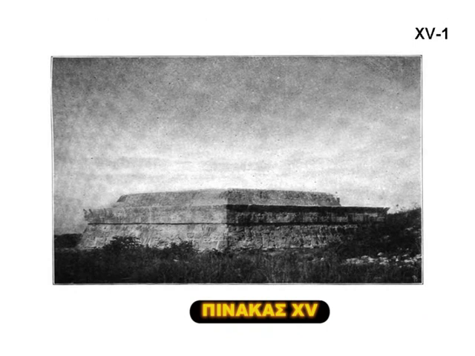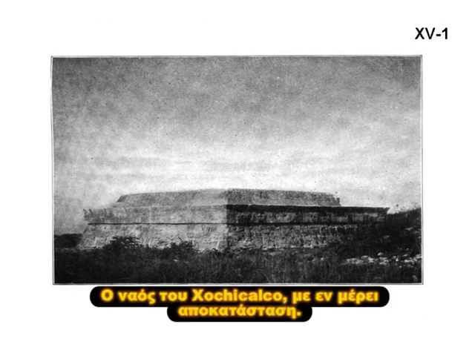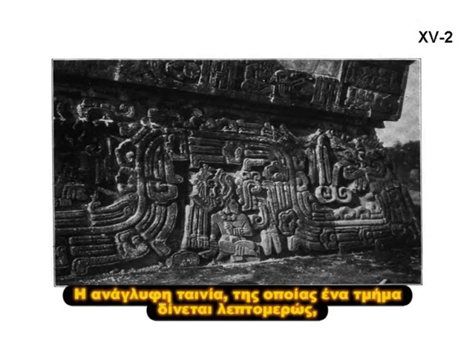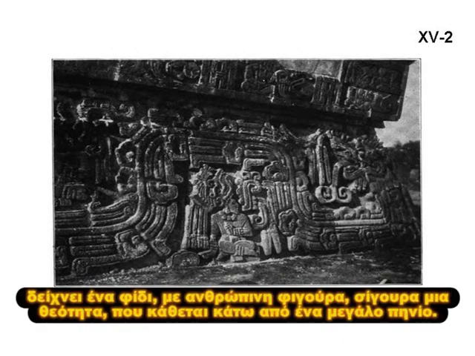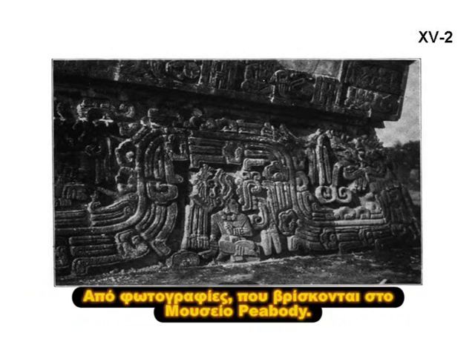Plate 15. The Temple of Xochicalco, partially restored. The relief band, of which a section is given for detail, shows a serpent. A human figure, doubtless a deity, is seated beneath one of the great coils. After photographs in the Peabody Museum.